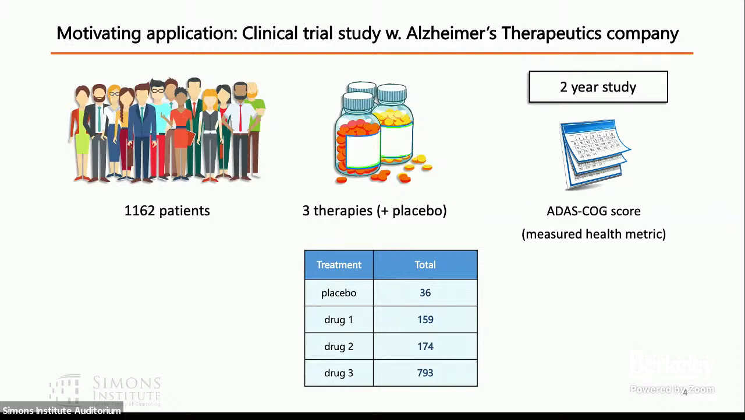And what they're measuring is something called the ADAS-COG score, which is the Alzheimer's Disease Assessment Scale, cognitive subscale, right? And that's a measure of cognitive ability. And the change in that is what the FDA cares about when they decide to approve or disapprove a drug. And this study ran for 2 years.